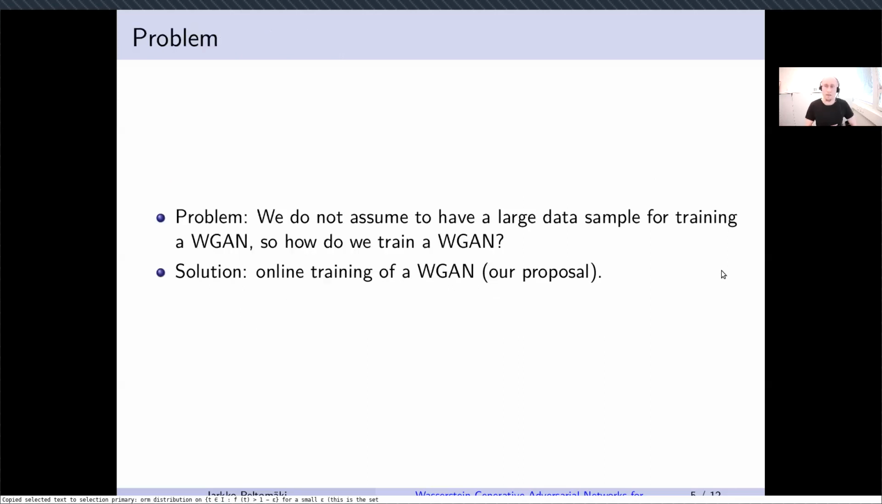The problem here is, how do we train the generator? We cannot really do it in a traditional way because it needs a large data sample from the input space according to this target distribution, and we don't have it. So what we need to do instead is train this Wasserstein GAN in some online fashion. And this paper is basically our proposal for how you could do it.